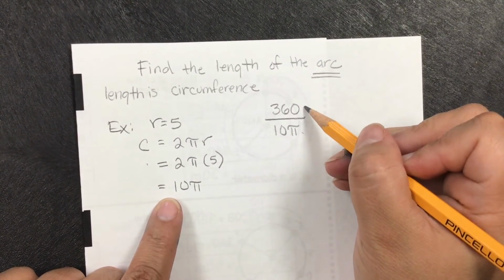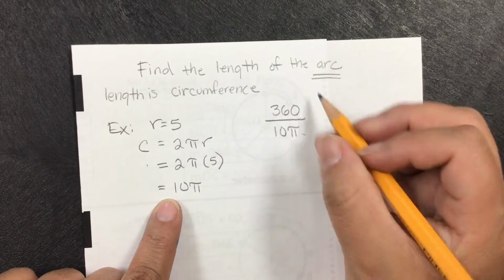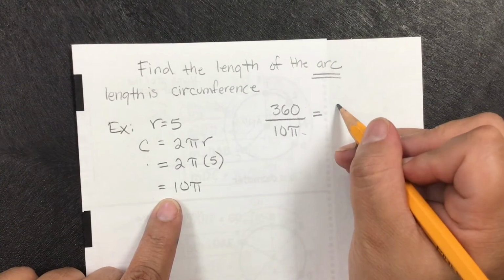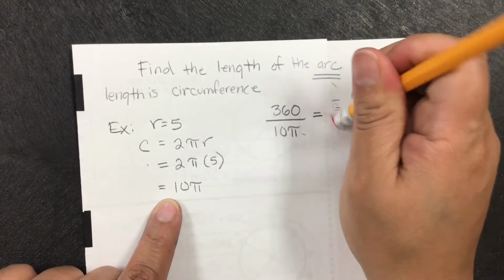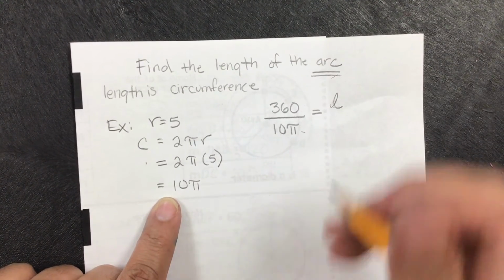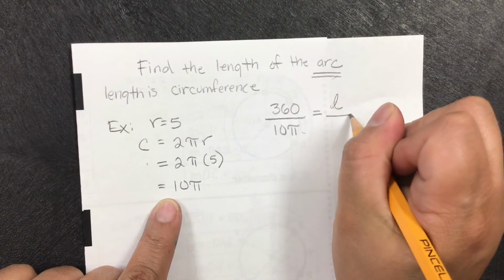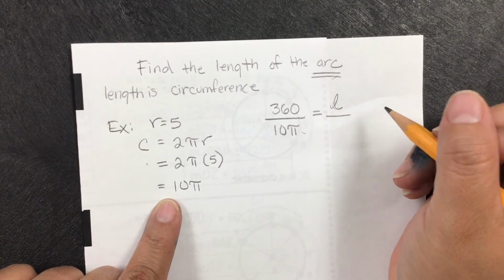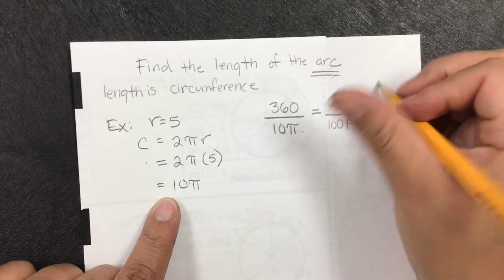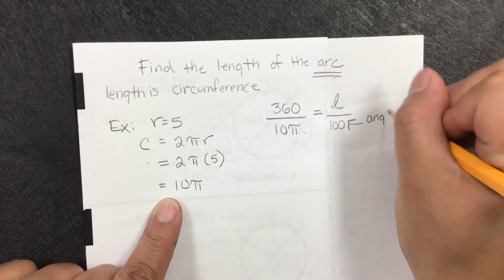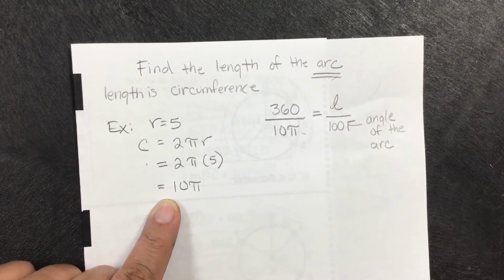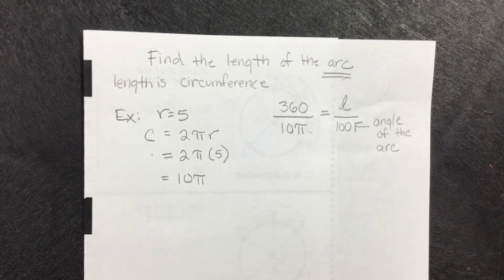So the whole circle in degrees, the whole circle circumference, is going to be equal to the little part, let's call it L, the little part of the circumference that we're looking for, or the length, compared to the angle of the arc. I'm going to say that it's 100. And this is the angle of the arc.